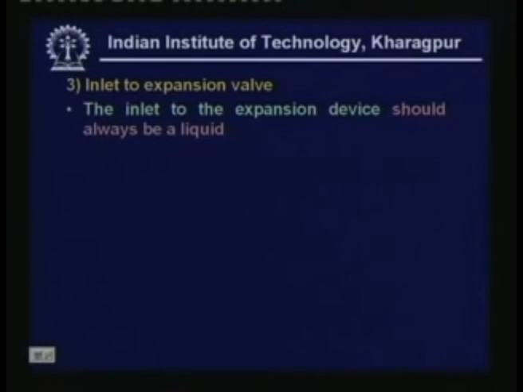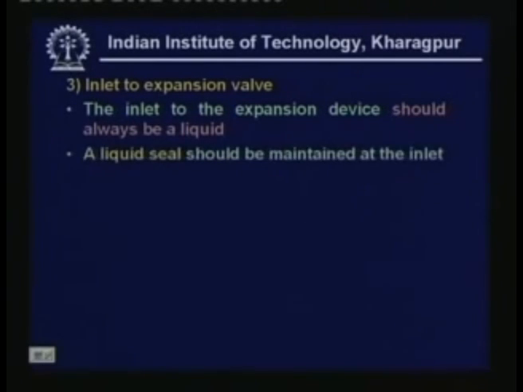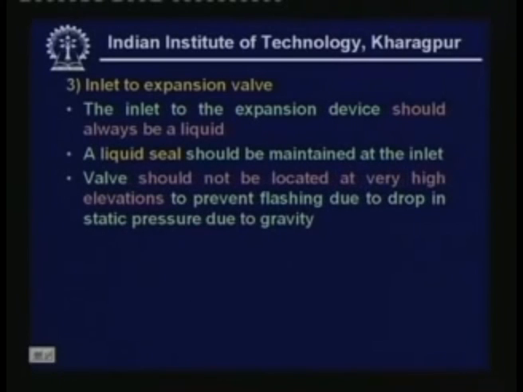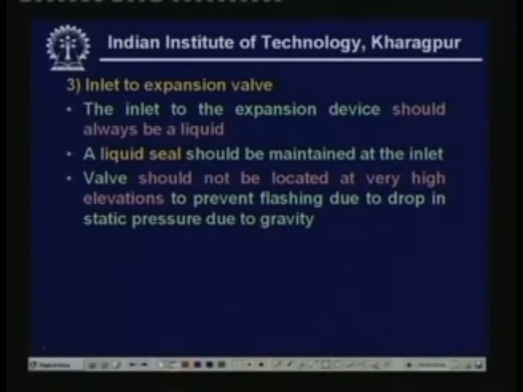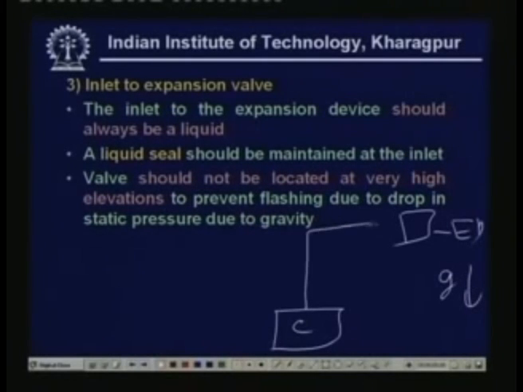That means you must always feed liquid refrigerant to the expansion device. So to ensure this, you must have a liquid seal at the inlet to the expansion device, and the valve should not be located at very high elevations to prevent flashing due to drop in static pressure due to gravity. That means when you have the condenser here, and you are keeping the valve here, acceleration due to gravity is like this, and this is your expansion device, this is the condenser, then the refrigerant has to flow from this point to this point. So there is a large height. So the pressure at this point will be less than the pressure at this point due to the static head.